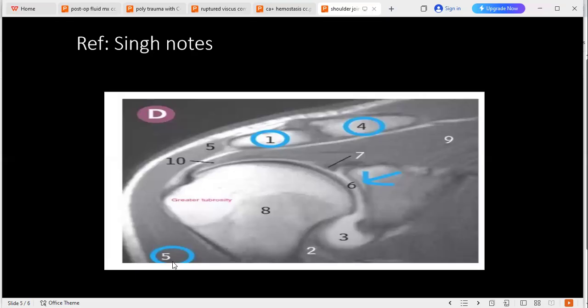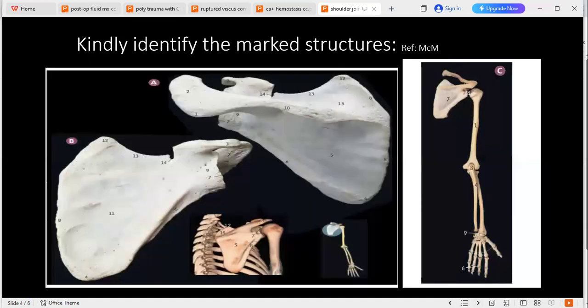Next part. Please tell me the boundaries of the cubital fossa. Laterally brachioradialis muscle, medially pronator teres, and superiorly an imaginary line passing through both epicondyles. And the floor is brachialis.